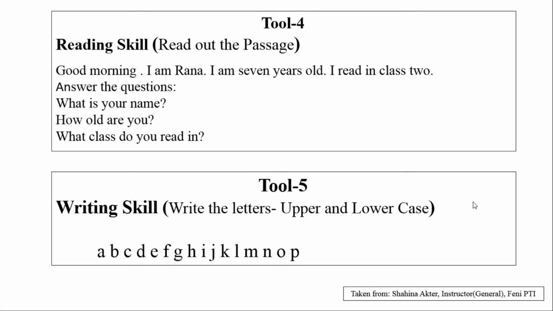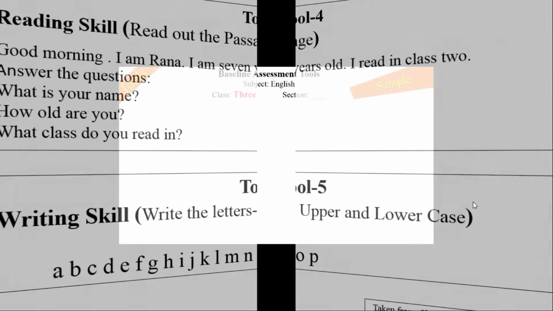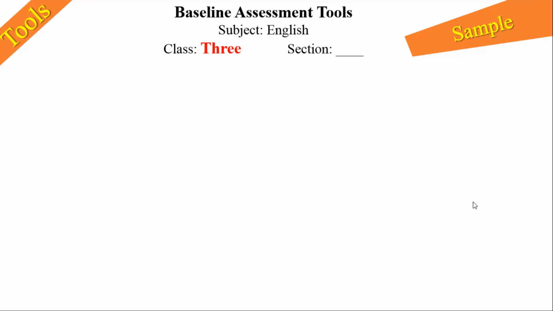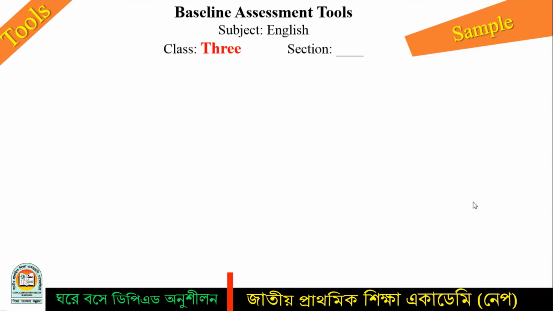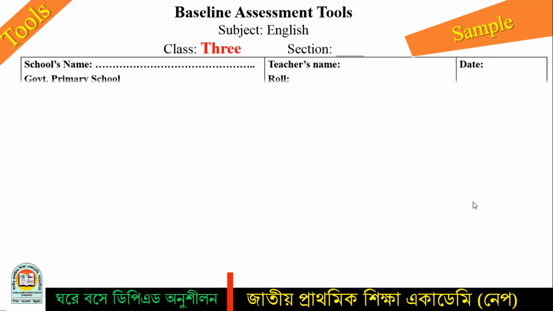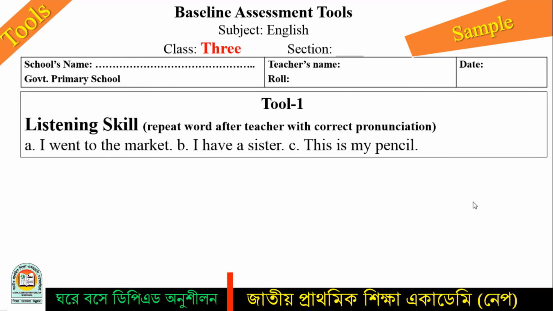You can make your tool following the text of class 1 for class 2 students. Now we'll discuss the tools for class 3 students. The same, you have to write your name, school name, your role and age. For class 3, tool number 1, listening skill.